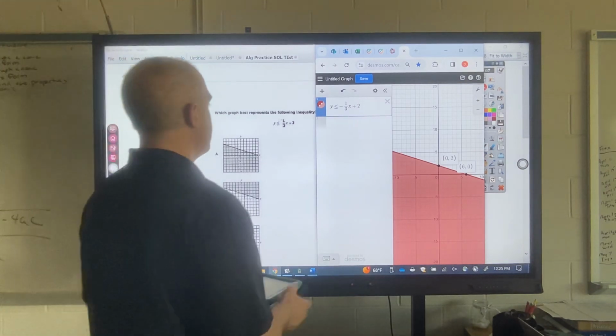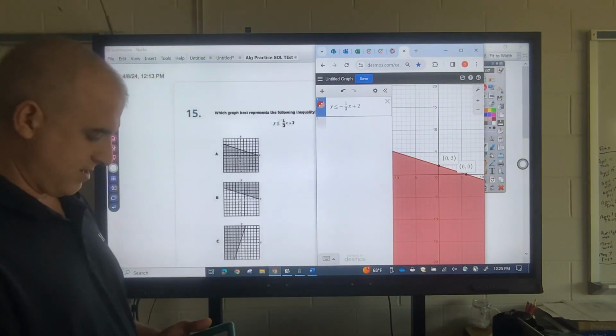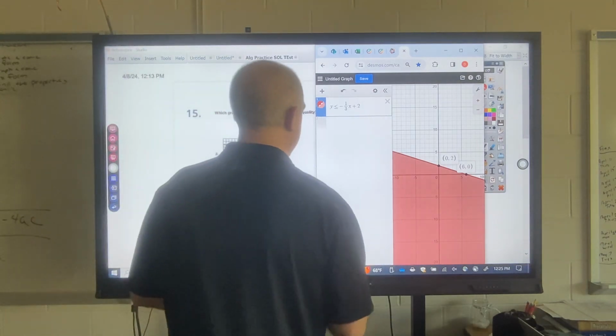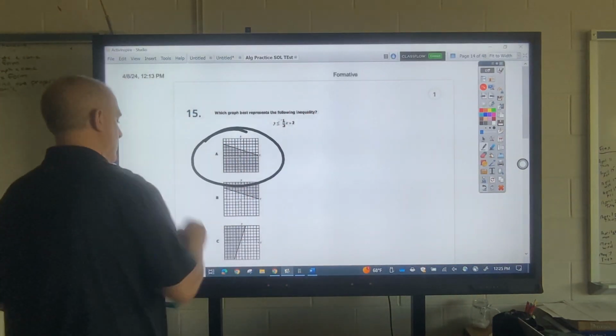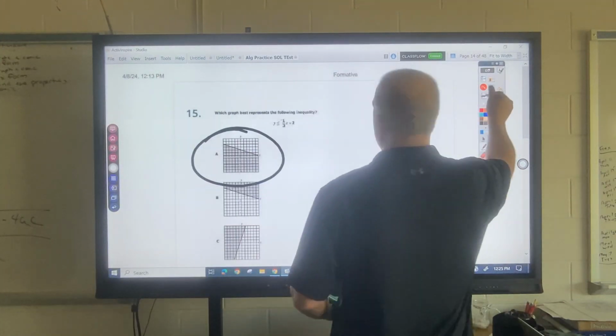Oops, I skipped 13. Let me finish this one. Let me go back and we do this one, 15. Yep, that's right. So that would be it right here. Graph match. Sorry, I did not do 13. I skipped that.